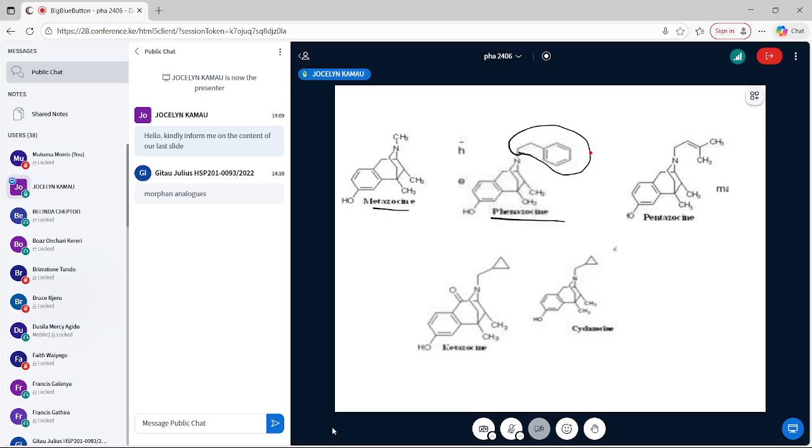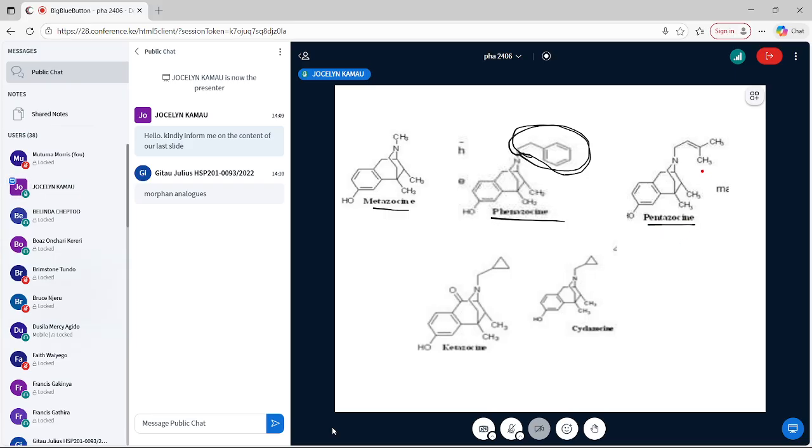And what we are saying is that this group is large, and because it is large, just as we explained with phenethyl morphine, it is able to interact with the A receptor. And in interacting with the A receptor, the compound has very high agonist activity. Then we go to pentazocine.